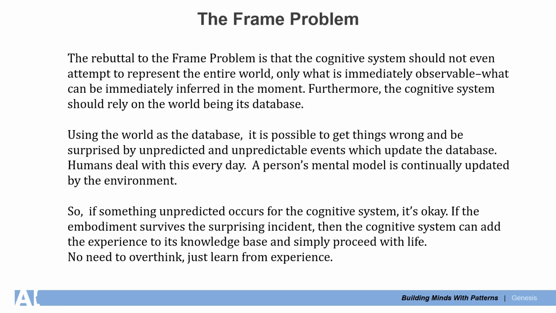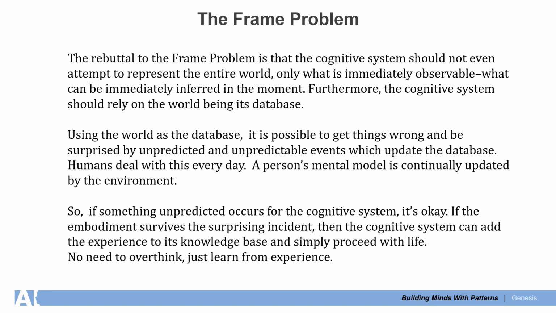There are many rebuttals to the frame problem. The number one is that the cognitive system should not even attempt to represent the entire world, only what is immediately observable, what can be immediately inferred in the moment. Furthermore, the cognitive system should rely on the world being its database. Using the world as the database, it's possible to get things wrong and be surprised by unpredicted and unpredictable events. These events update the database.